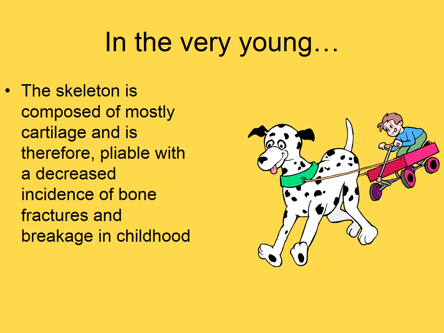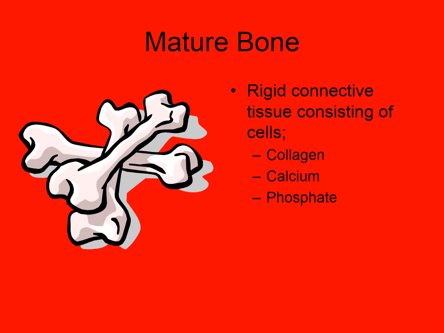In the very young, there are some differences when it comes to the system. The skeleton is composed mainly of cartilage, and therefore it's more pliable, meaning they have less chance of fractures and breaks. And because it's pliable, when they do fracture, what you see is something called a greenstick fracture. Then you have the mature bone, which is more rigid and consists of collagen, calcium, and phosphates.